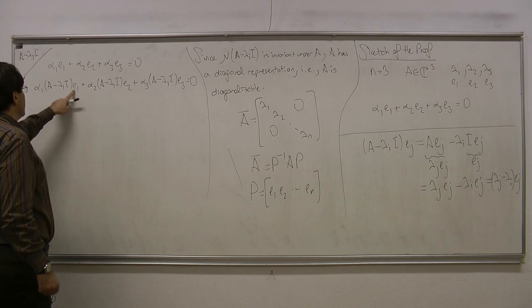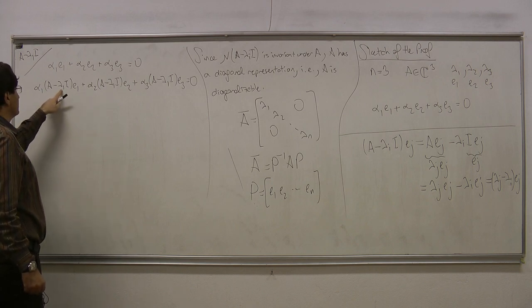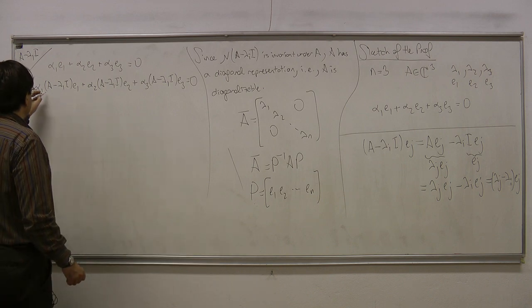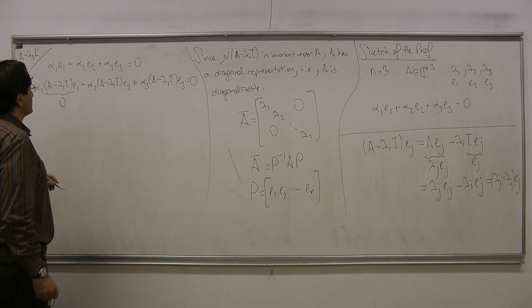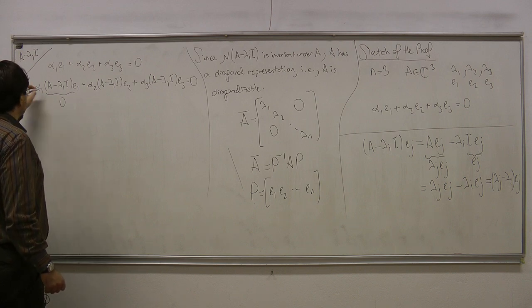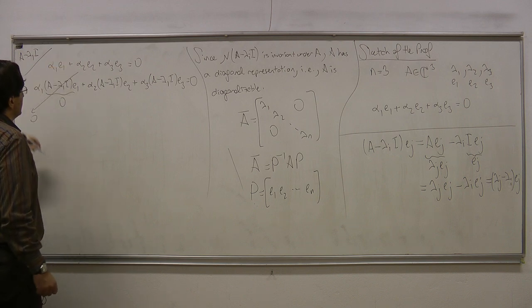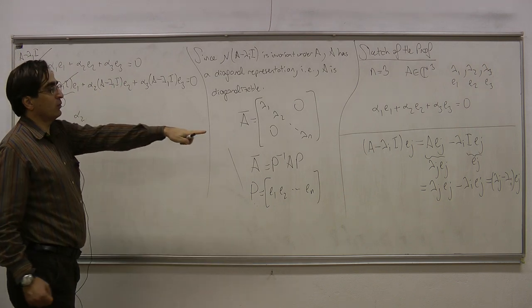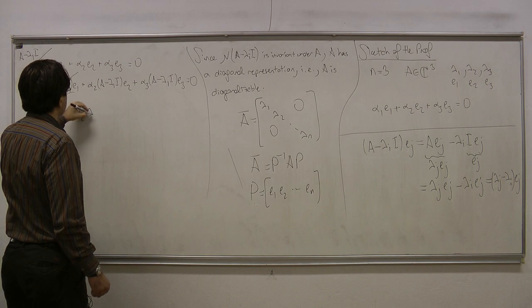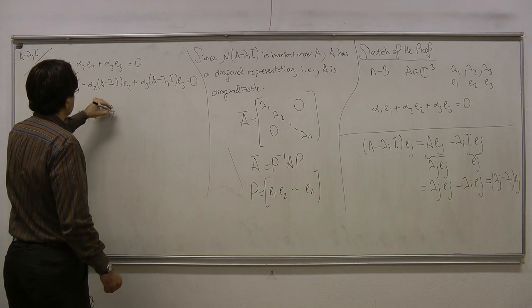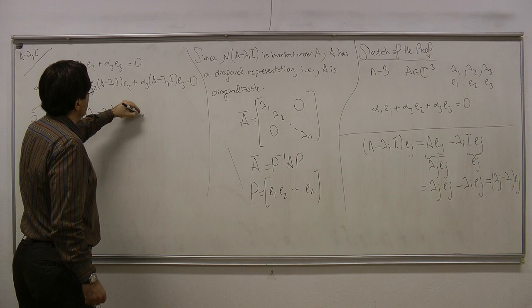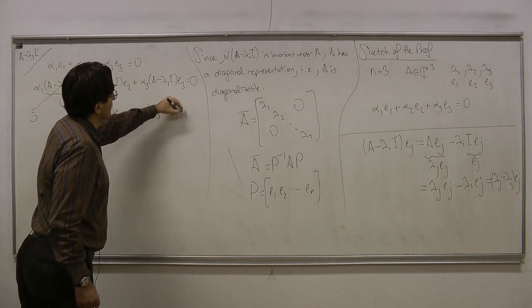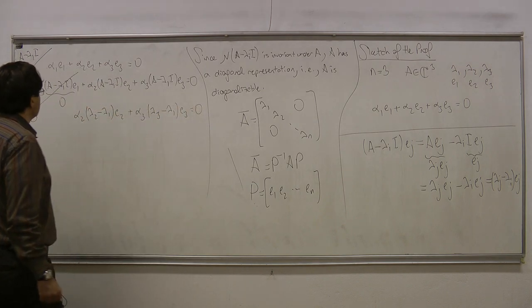I know that E1 is in the null space of this matrix. So here I is equal to J in that multiplication. That means that this thing is equal to the zero vector. So the first term is actually disappearing here. So I would have alpha 2, and according to that calculation, this is going to be lambda 2 minus lambda 1, E2, plus alpha 3, and this is going to be lambda 3 minus lambda 1, E3, that is equal to 0.